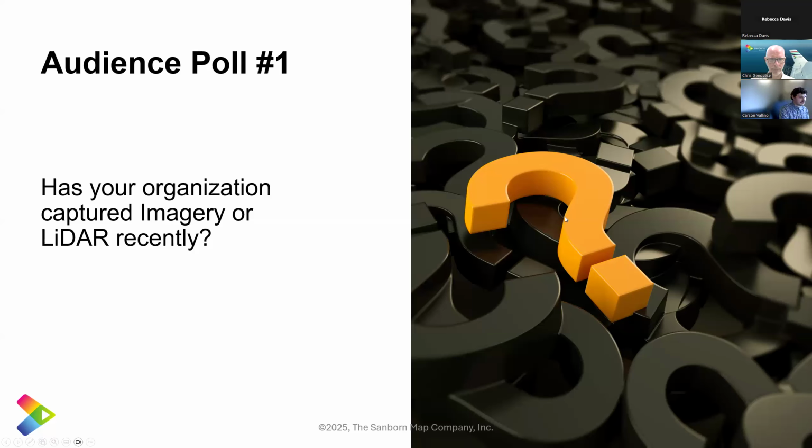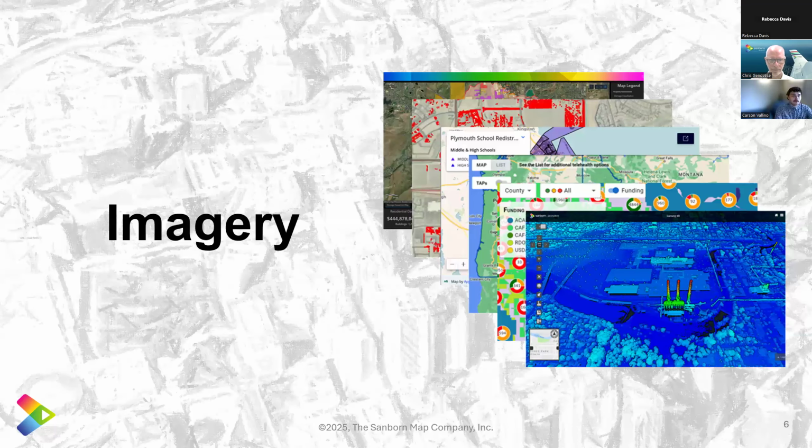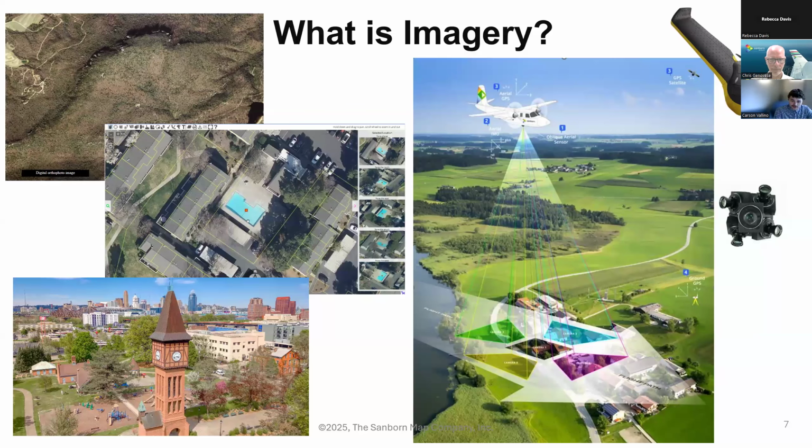Let's see if I can get this advancing a little bit. And we'll talk about the basics of what is imagery. I think probably most of you are familiar with an image of some sort. What we're talking about here today is a little bit more specified and standardized for that. Generally, we follow some standard precision, accuracy, resolution requirements, and things like that.